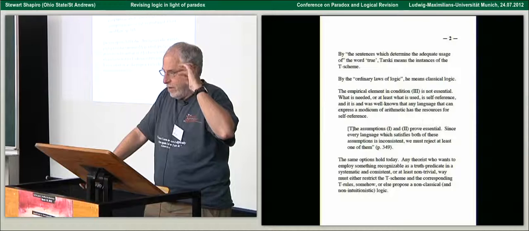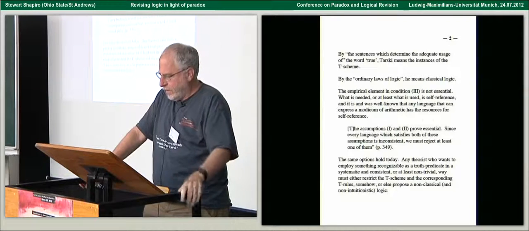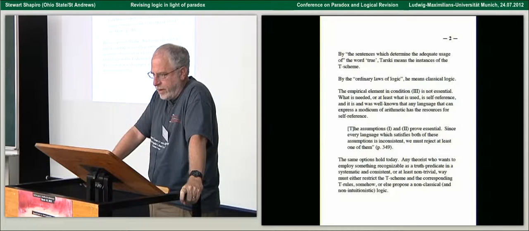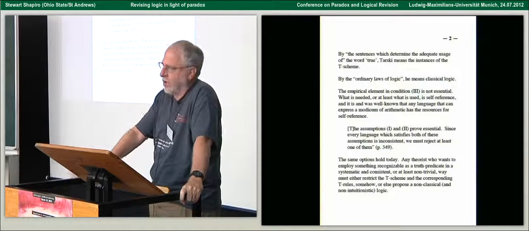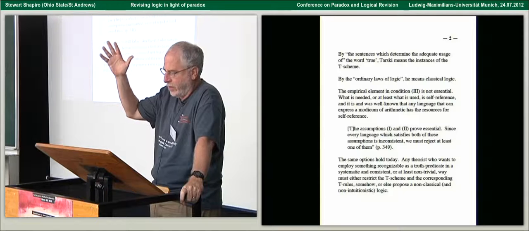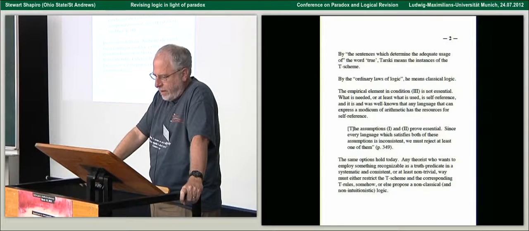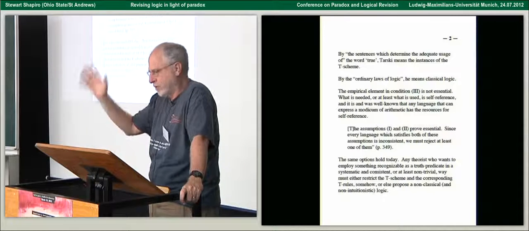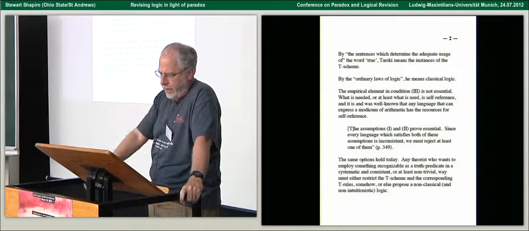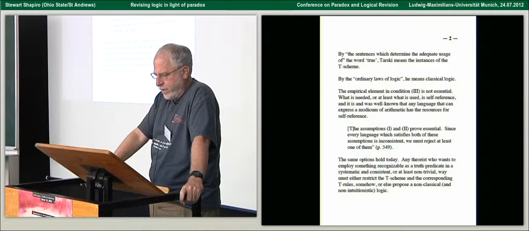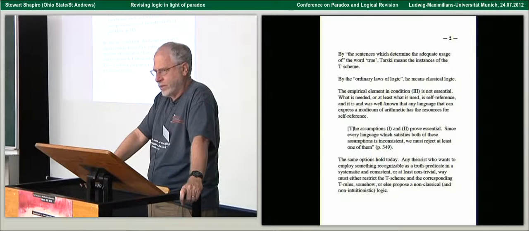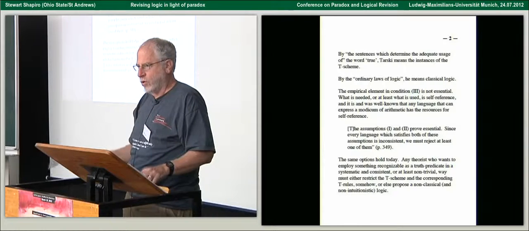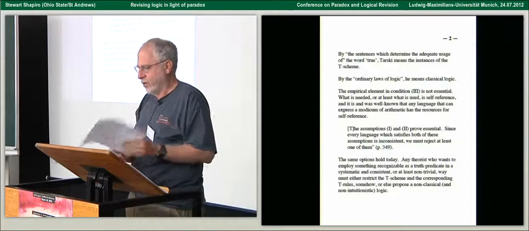All right. Now, the same options hold today. Any theorist who wants to employ something recognizable as a truth predicate in a systematic, not necessarily consistent, as we know, but non-trivial way, has to either restrict the T-scheme or the corresponding T-rules or inner substitutivity or whatever, or propose a non-classical and, of course, non-intuitionistic logic. Tarski, of course, goes the first route.